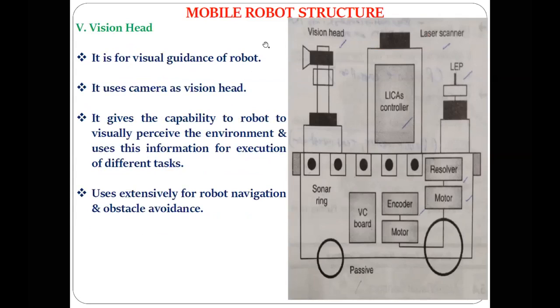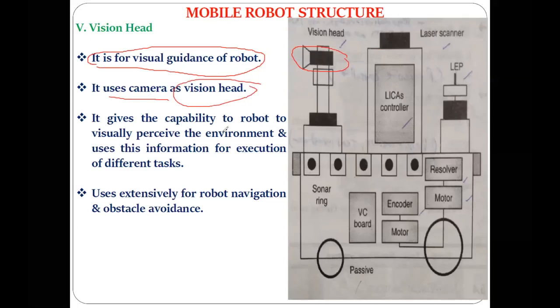Then next we have the vision head. Okay, you can see here the vision head. It is just like a camera. So it is for the visual guidance of the robot. For what purpose? For the visual guidance of the robot. So it uses the camera as a vision head. Right? Just like we have our eyes, to perform the functionality of the eyes, the robot has the vision head.